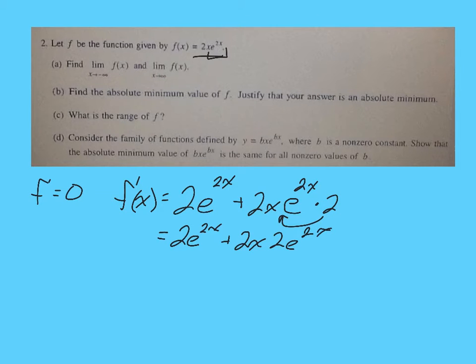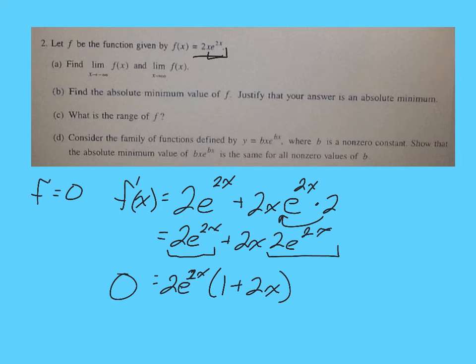And I've done that really because I can now see I can factor out the 2e to the 2x. So I get 2e to the 2x times 1 plus 2x. And I'm doing that because it'll actually help me find my zeros a lot easier. Remember, we want this to equal 0. So that is going to equal 0.